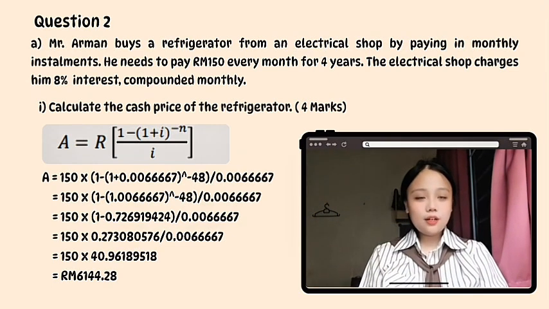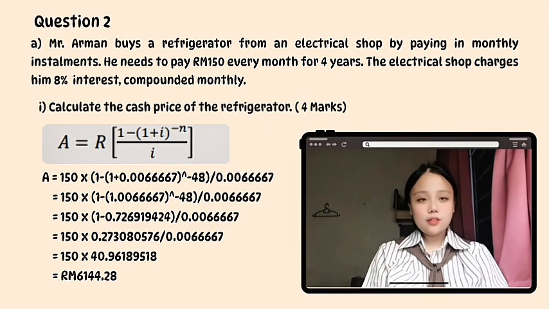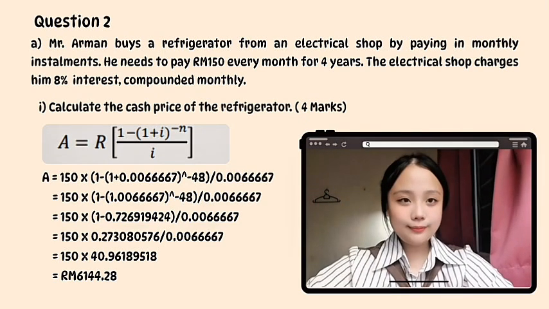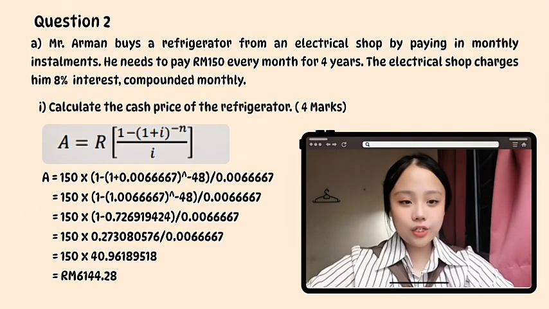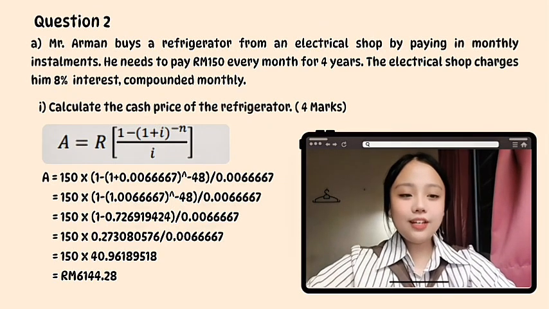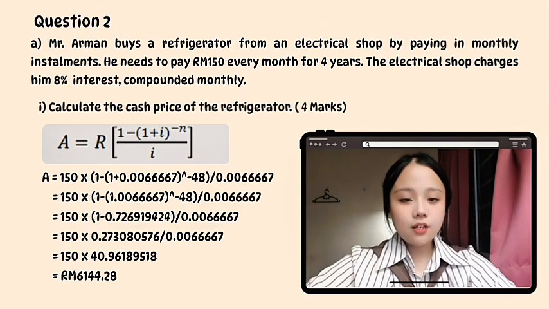Today, I'll be presenting a financial mathematics problem involving installments and interest. Let's begin. So, part 1. Mr. Aman buys a refrigerator by paying 150 ringgit per month for 4 years. The interest rate is 8% per year compounded monthly.